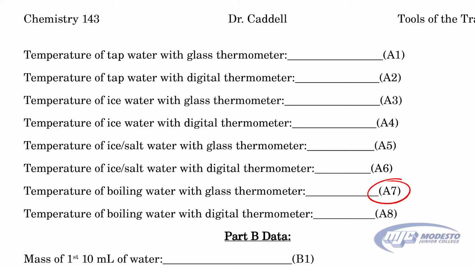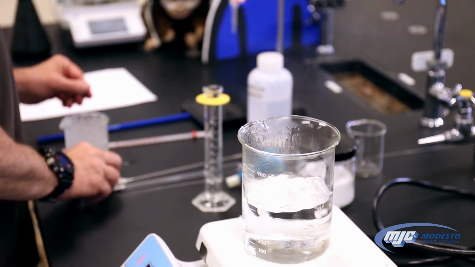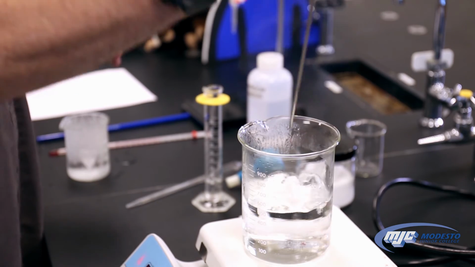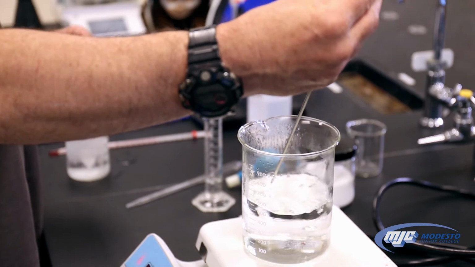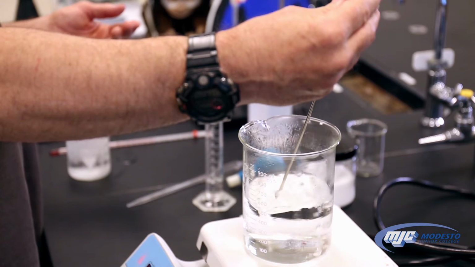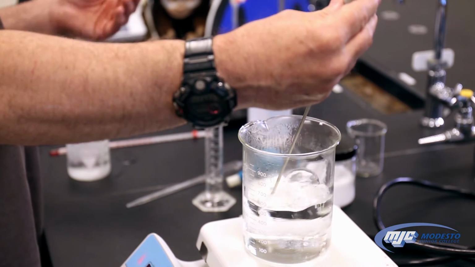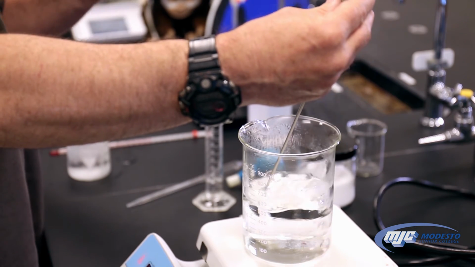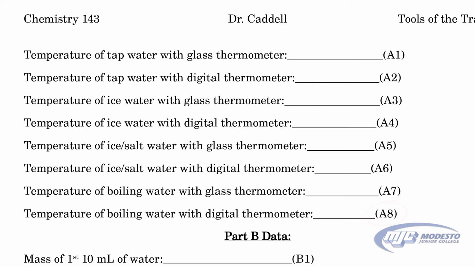That's your A7. And then same thing with the digital thermometer. Again, hold it on the plastic portion, don't touch the bottom. Give it a chance to come to temperature. Record that temperature, of course, one place past the decimal, degrees Celsius. That's A8. And we're finished with the first part of the experiment.